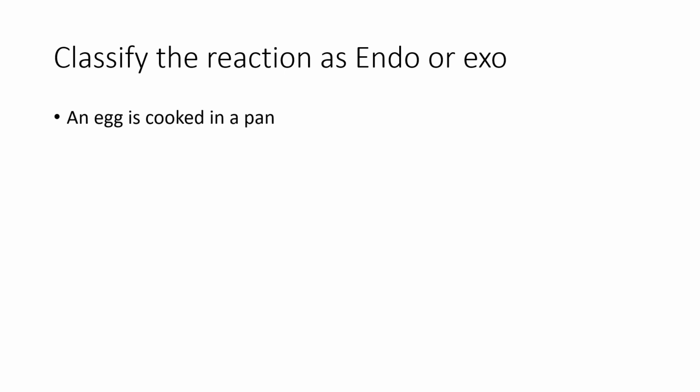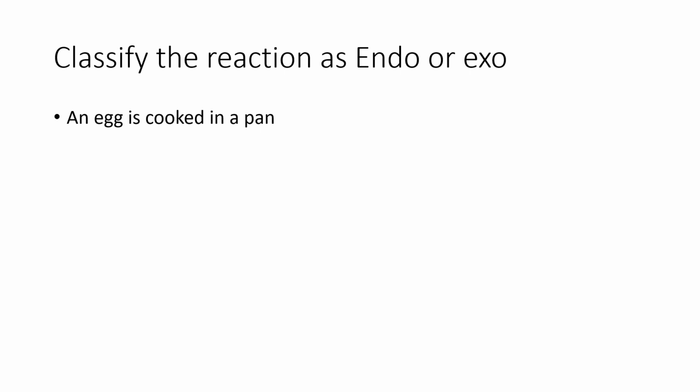Okay, so the first one is an egg is cooked in a pan. So is the egg endothermic or is it exothermic? So what we can see is, is it a chemical reaction? And it is, the egg is changing colors, it's changing the way that it feels and the way that it looks and everything like that. So the egg that is being cooked is a chemical reaction. Now, is that egg endothermic or exothermic?